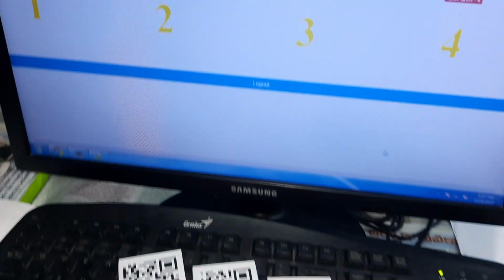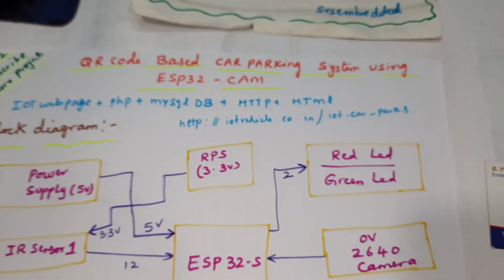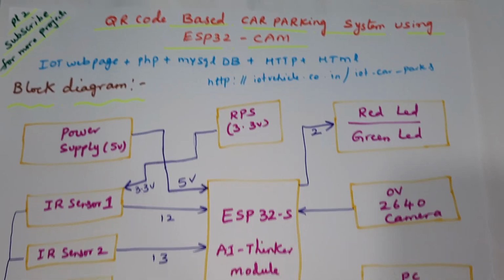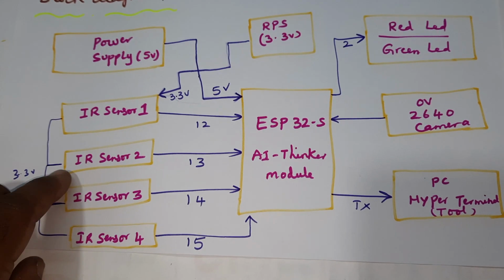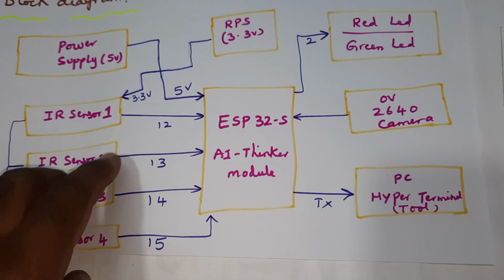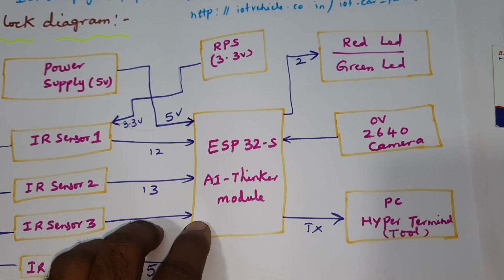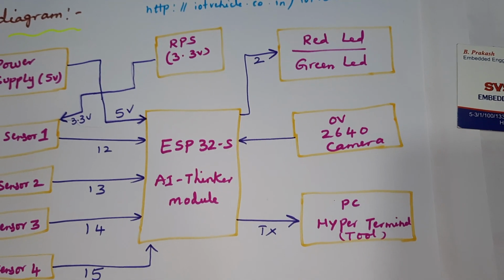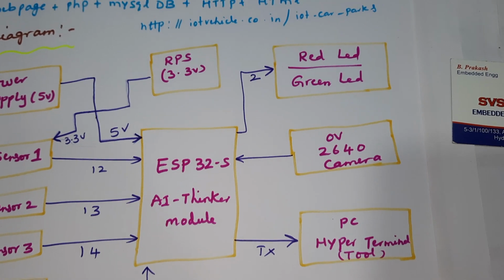The project title is QR code based car parking system using ESP32 camera module. In this project we are using 4 IR sensors: IR sensor 1, sensor 2, sensor 3, sensor 4. Those are connected with the GPIO 12, 13, 14 pins of the ESP32 CAM module. The OV2640 camera module sends the data to the hyper terminal, showing whether the door is opened or closed.